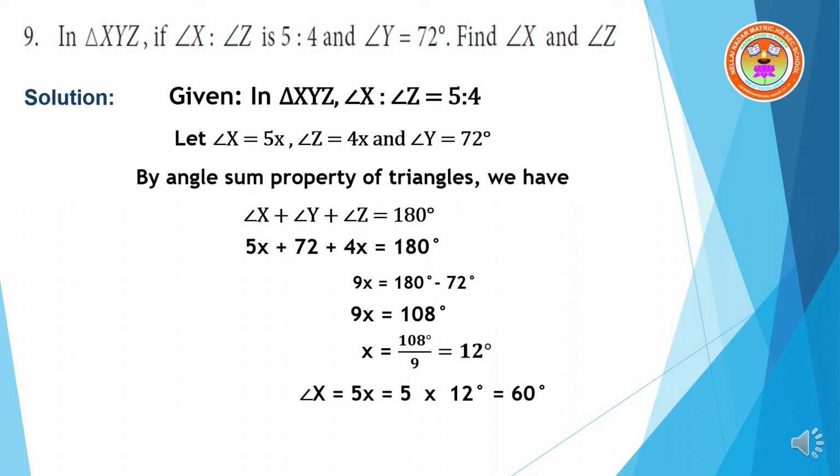Now, we have taken the value x and we are going to substitute in the place of angle x, which is equal to 5x. So, 5 into x, what is the value we have found as? 12. So 5 into 12 degrees will be equal to 60 degrees. Now I have to find the value for angle z. And angle z is given as 4x. So in the place of x, let me take it as 12 degrees. So 4 into 12 degrees will be equal to 48 degrees. Therefore, angle x is equal to 60 degrees and angle z is equal to 48 degrees.